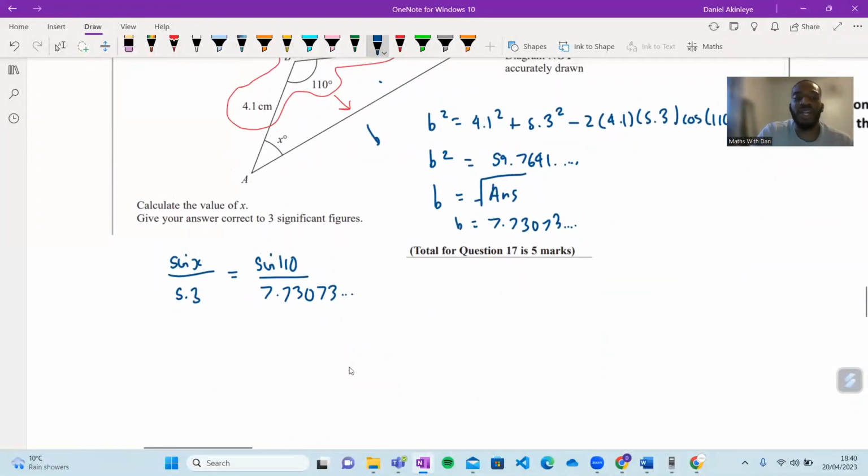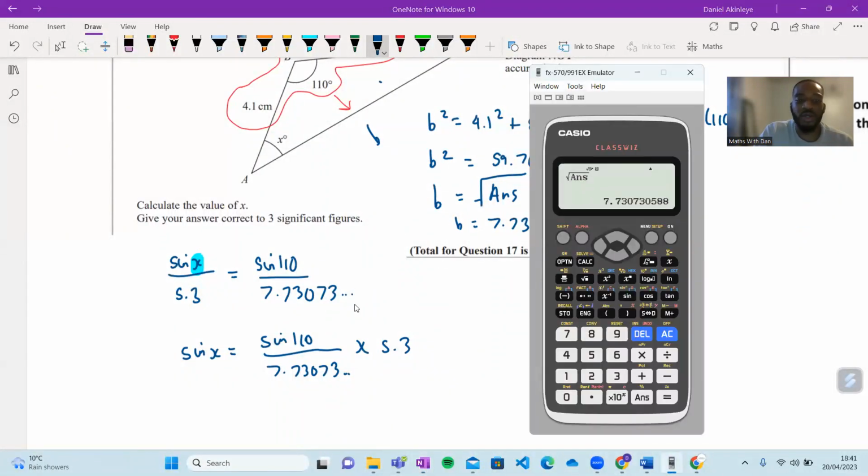Now, remember, we're trying to calculate the value of x. We can do that now because we just have this to solve. This is easy, right? We're going to first of all get rid of that division of 5.3 by multiplying both sides by it. So we're going to get this here, 7.73073, blah, blah, blah, and then times by that 5.3. I'm going to put this into my calculator, see what it gives me.